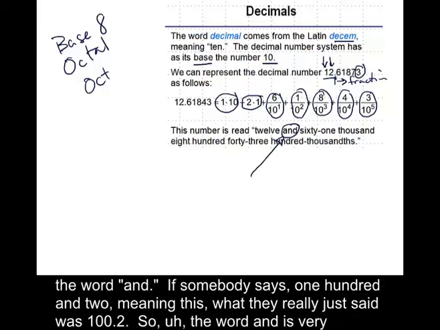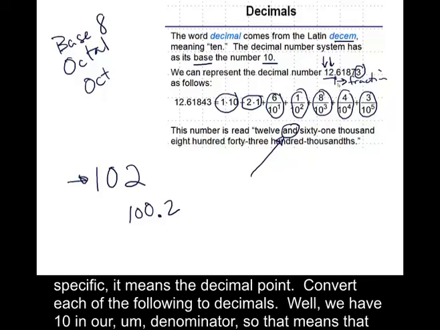One thing about the word and: if somebody says 102, meaning this, what they really just said was 102. So the word and is very specific. It means the decimal point.